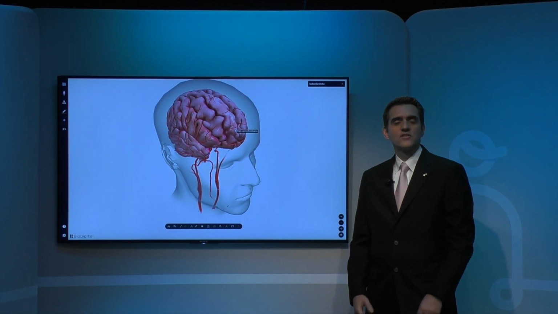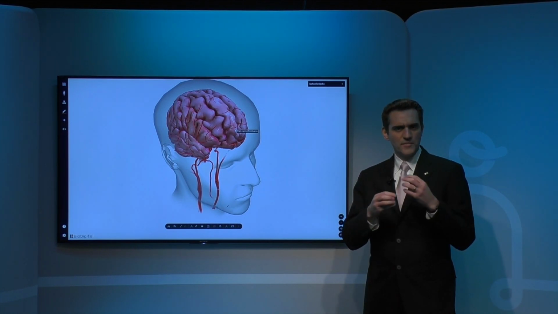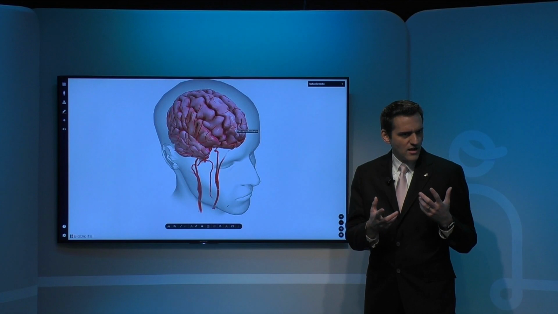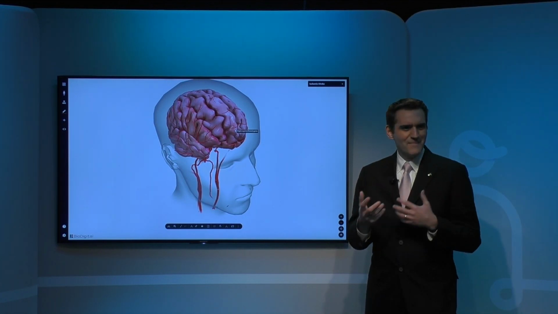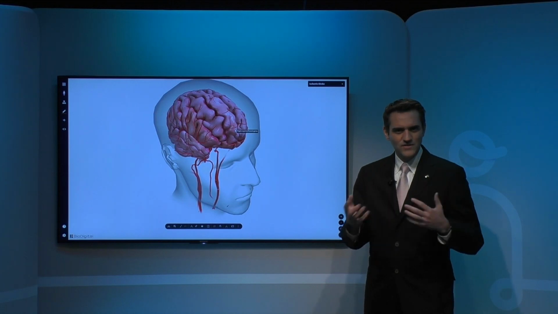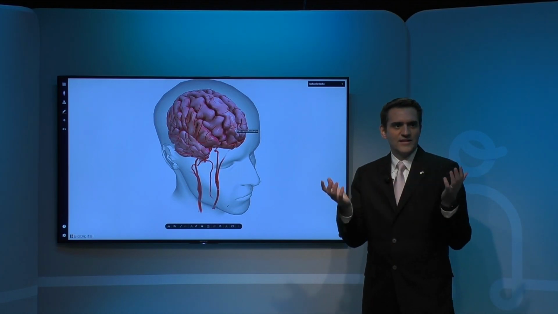S is for speech, so there are speech problems. You might not be able to articulate very well, slurring words, or even what the person is saying does not make sense. They cannot understand what you're saying. It's like they're speaking a different language all of a sudden.